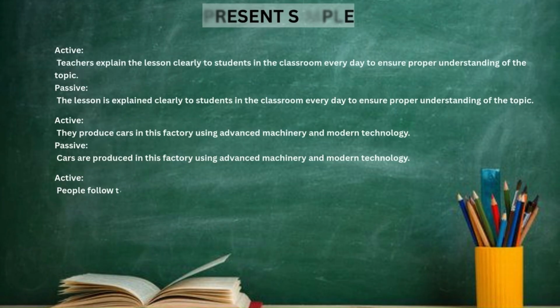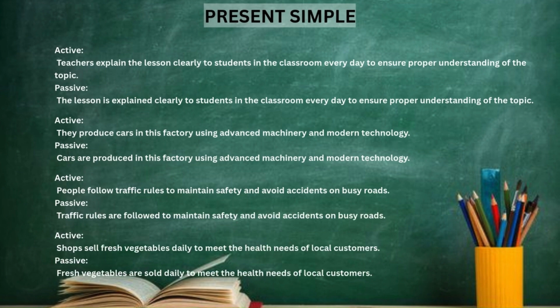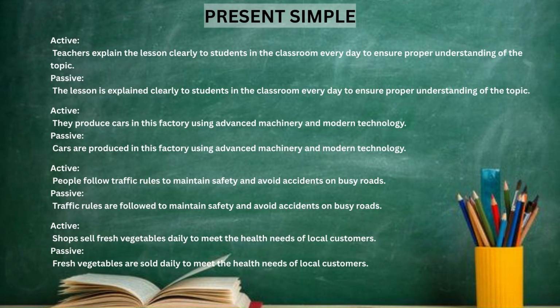Now we start with the present simple tense. Example number 1. In active voice, teachers explain the lesson clearly to students in the classroom every day to ensure proper understanding of the topic. Now, passive voice: the lesson is explained clearly to students in the classroom every day to ensure proper understanding of the topic. Now, we move to example number 2.